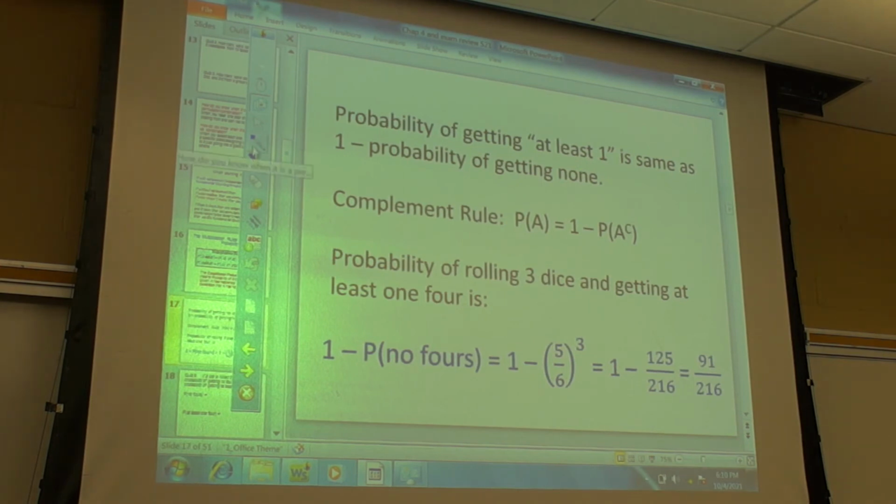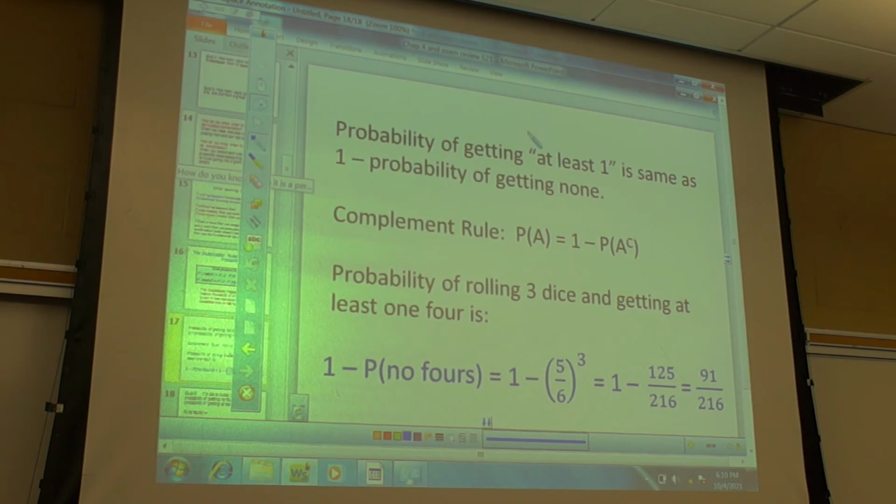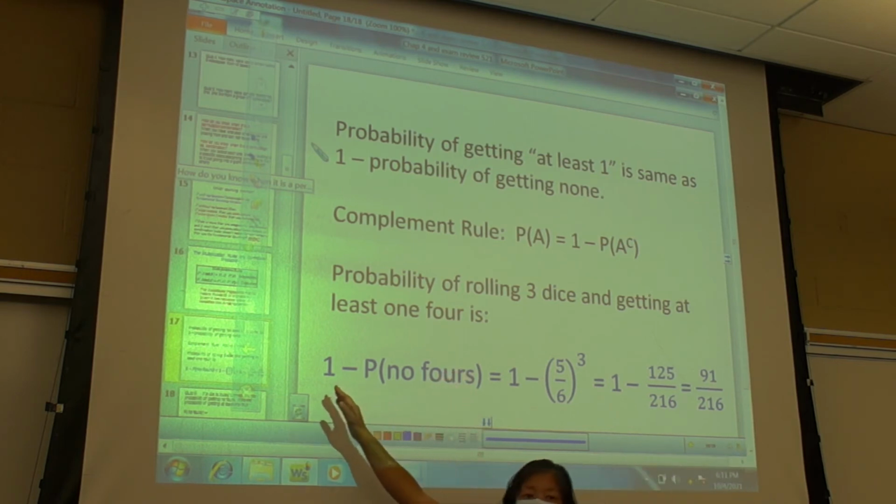Okay, so here's the key part. The other thing that's really hard: the probability of getting at least one is the same as one minus the probability of getting none. Either I have at least one sibling or I have no siblings. Those are complements of each other, it's one or the other. Either I have at least one job or I have no job, right? It's an either or. So those two added together make up all the possibilities. They're the complements. So if you add the probabilities, they darn well better add up to 1 or 100%. So very often, if we want to know the probability of at least one, it's a lot easier to find the probability of none and subtract that from 1.